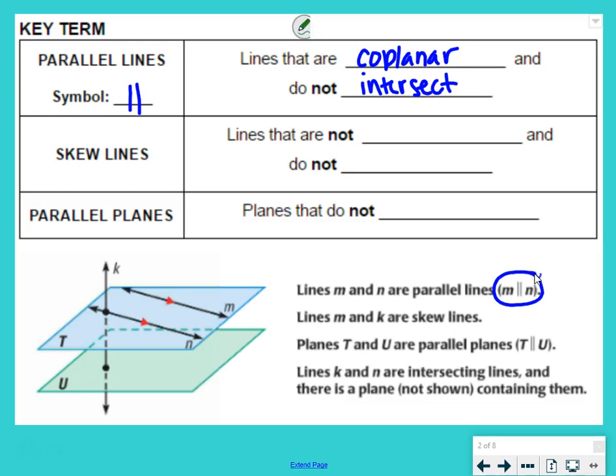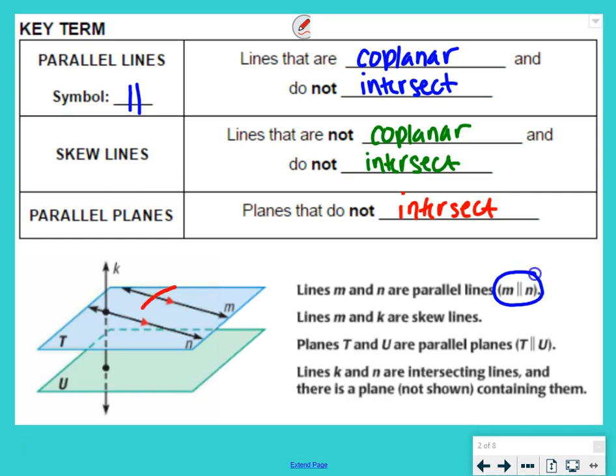Skew lines are lines that are not coplanar and do not intersect. And then parallel planes are planes that do not intersect. So you've got some examples of these down here.